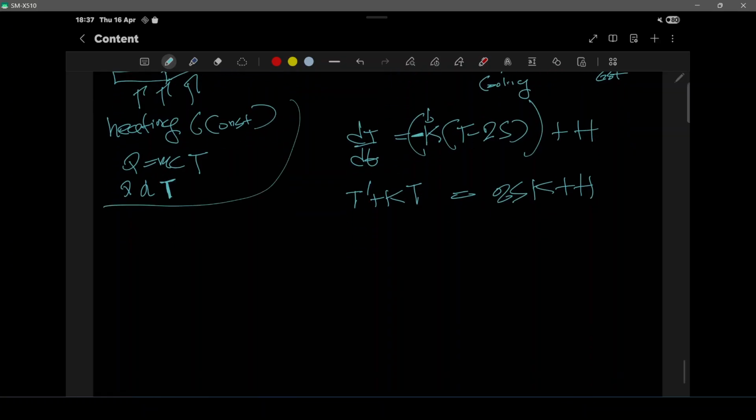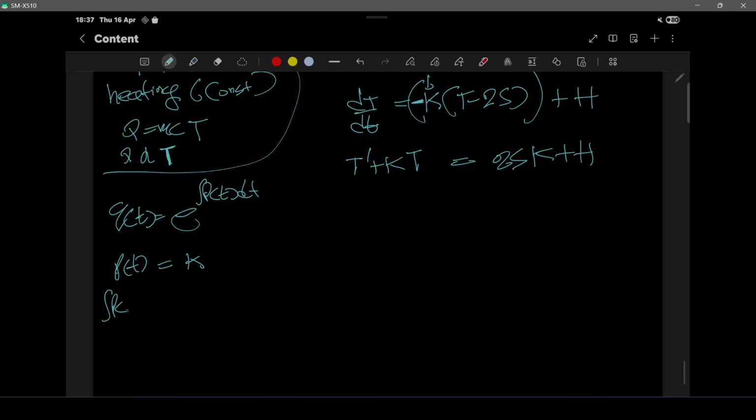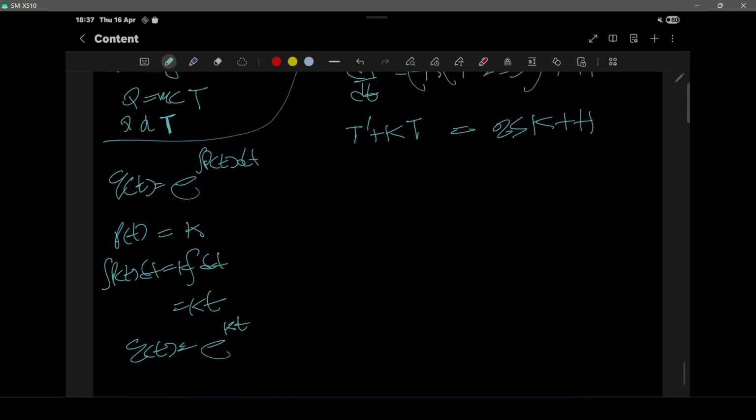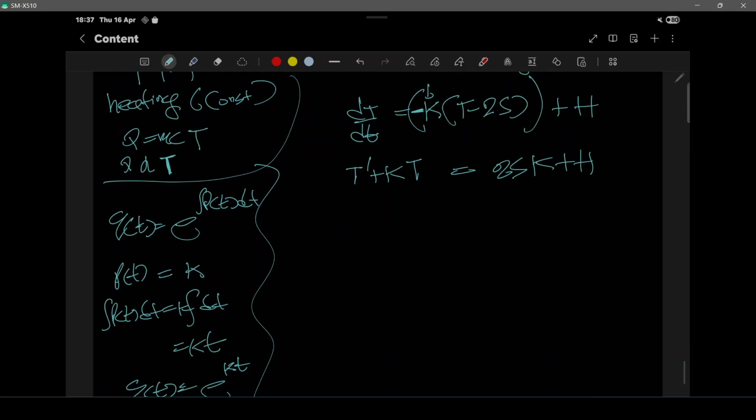So now we have to find Q(t). Q(t) is equal to e to the power integration of P(t) dt. So what is P(t)? P(t) is just a constant. So integration of P(t) dt is equal to integration of k dt. It is just kt. So Q(t) is equal to e to the power kt. Now we are fine. Now we have just solved it.